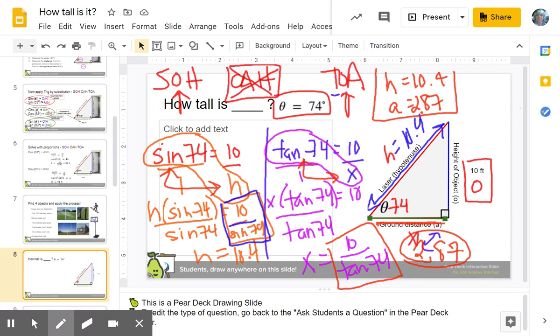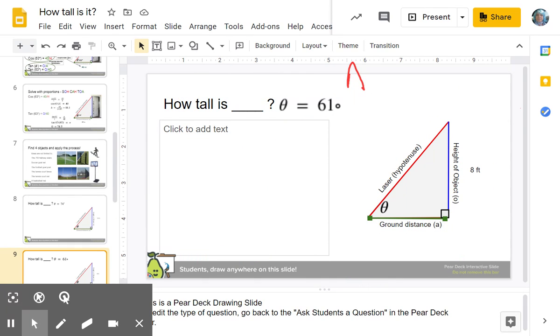Can I go to slide 9, or is that going to freak somebody out? Okay, let's go to slide 9.